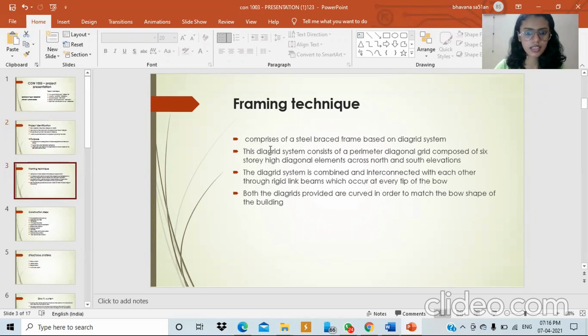Then next is the framing technique. The framing technique adopted is the diagrid system. It consists of a perimeter diagonal grid composed of 6-story diagonal elements across the north and south elevations. The diagrid system is interconnected through rigid link beams which occur at every tip of the bow, and both diagrids are curved in order to match the bow shape of the building.